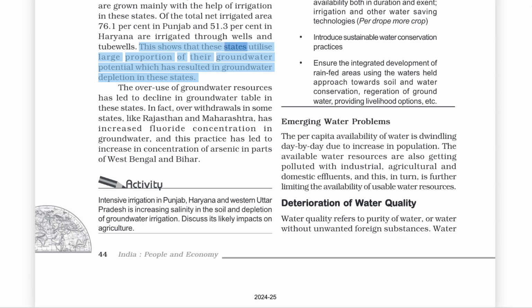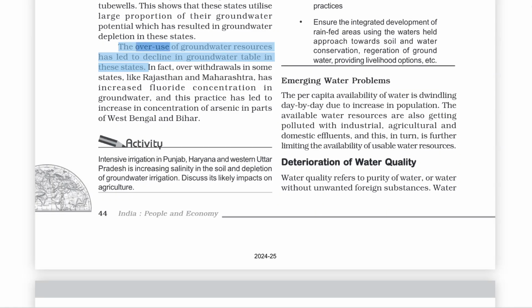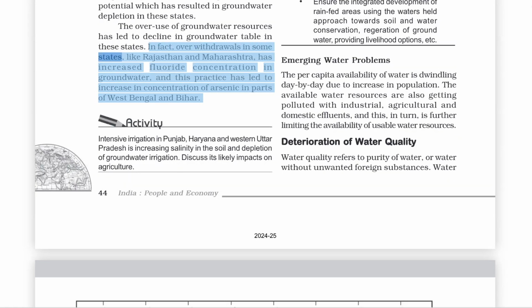This shows that these states utilize a large proportion of their groundwater potential, which has resulted in groundwater depletion in these states. The overuse of groundwater resources has led to decline in groundwater table in these states. In fact, over-withdrawals in some states, like Rajasthan and Maharashtra, has led to contamination of groundwater, and this practice has led to increase in concentration of arsenic in parts of West Bengal and Bihar.